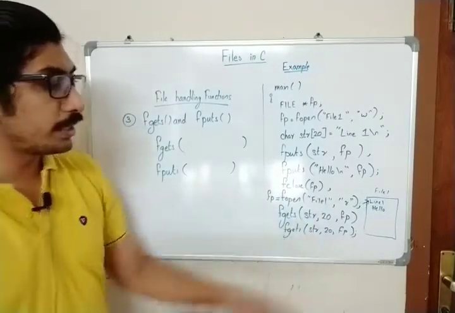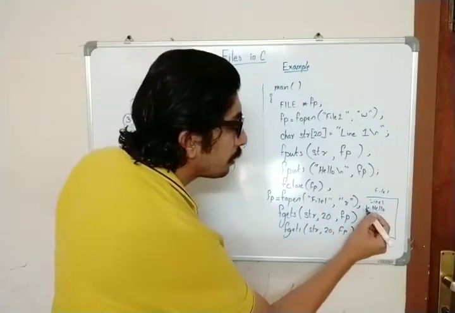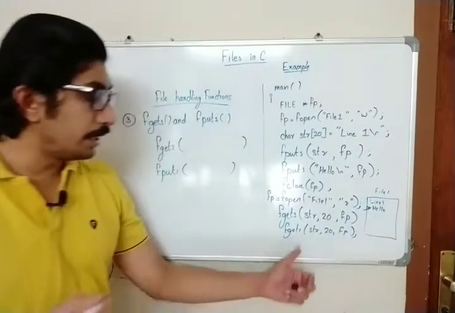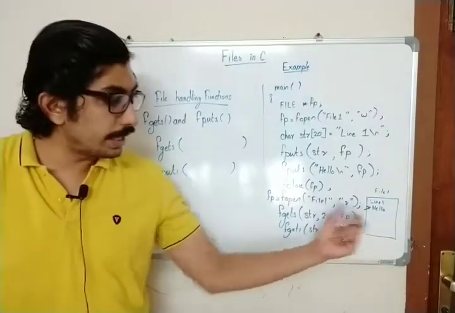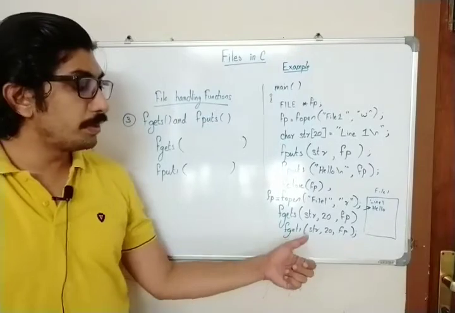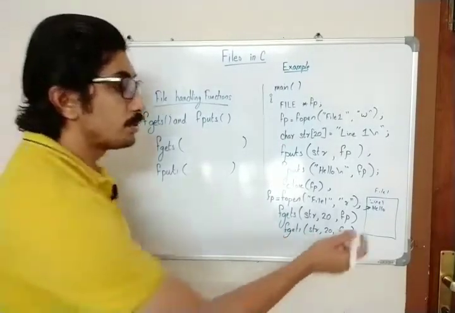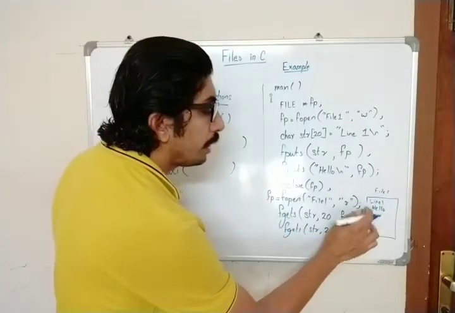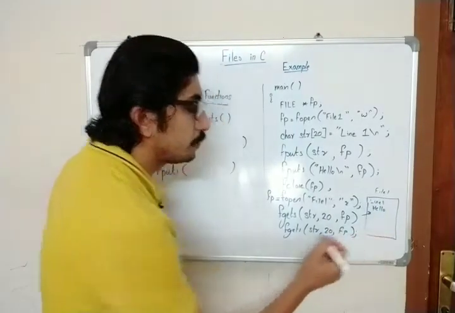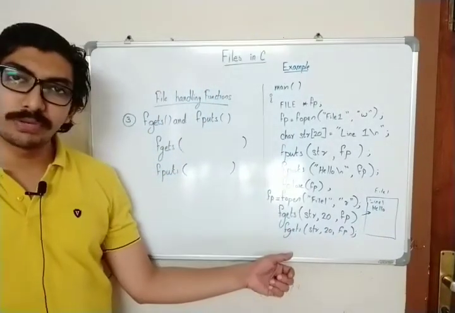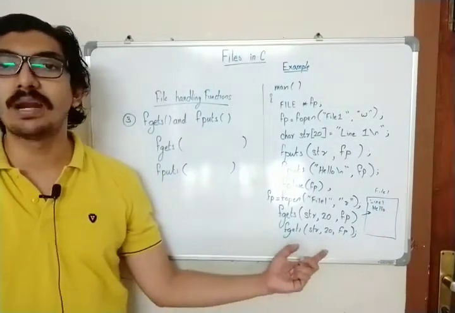So after reading the first line, the pointer will be pointing to the second line, and if you say fgets again, the second line will be copied and stored in str. So now str will have hello and the pointer will be pointing to the third line. Suppose you use fgets again, it will get a null value.